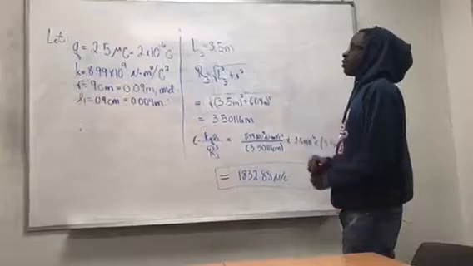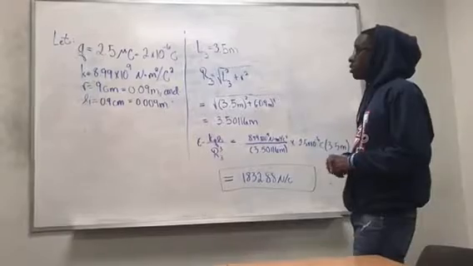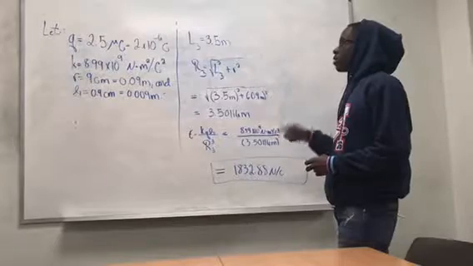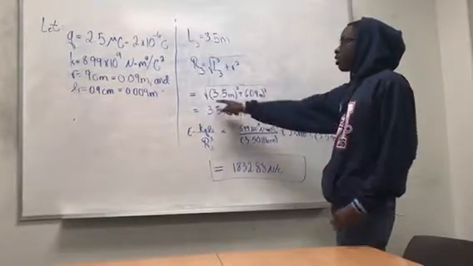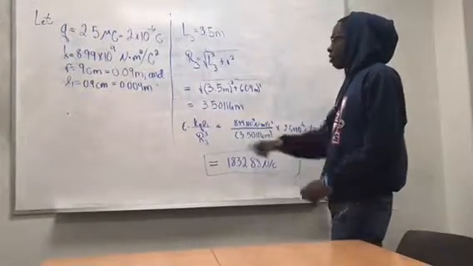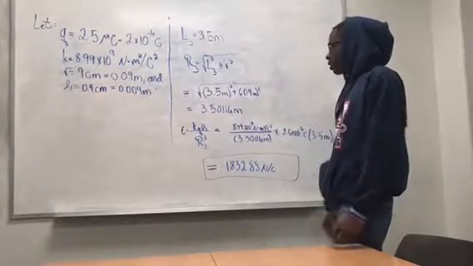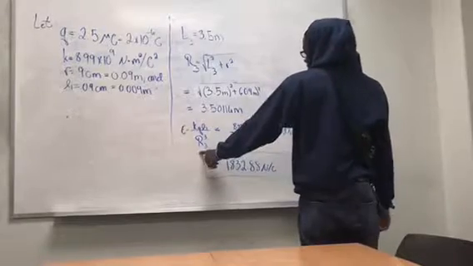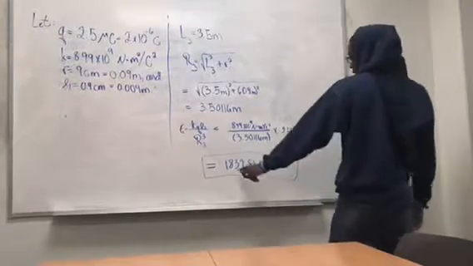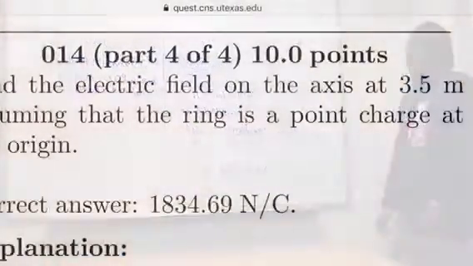Now we're going to find the electric field when it is 3.5 meters away from the center. What we first have to do is find our R. And to find R, we have to do the square root of the length squared plus the radius squared. When we plug in our 3.5, which is for the length, and our 0.09 for our radius, we get 3.50116 for our distance. When we plug it into the electric field equation and we plug in all our numbers for it, we get 1,832.88 newtons per coulomb.